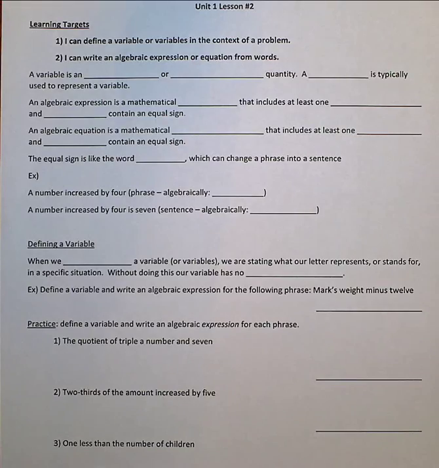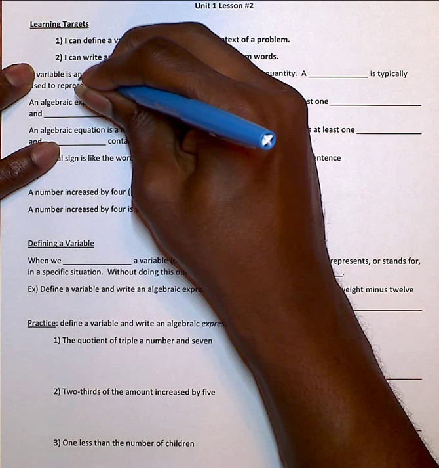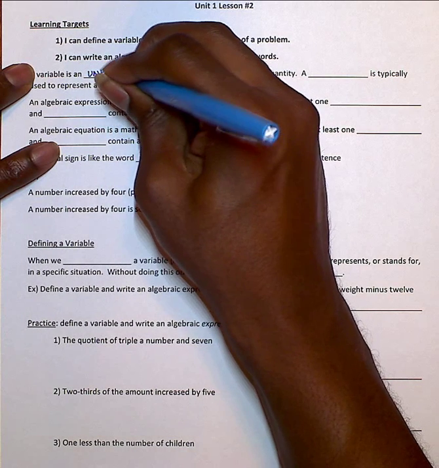After these notes, you should be able to define a variable or variables in the context of a problem, and you should be able to write an algebraic expression or equation from words. So, a variable is an unknown or missing quantity. Okay, something we don't really know. Unknown or missing.